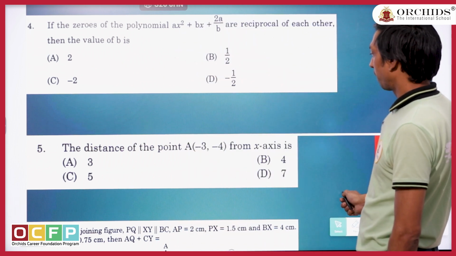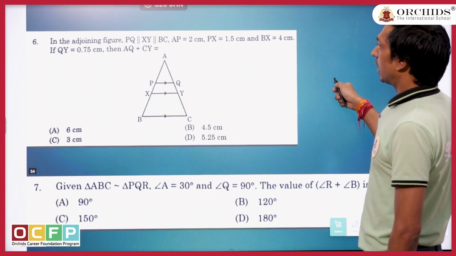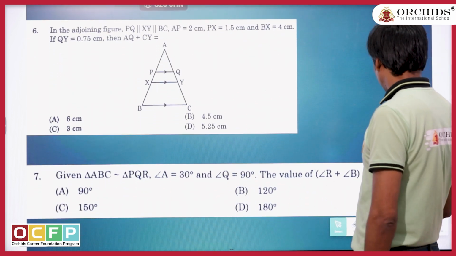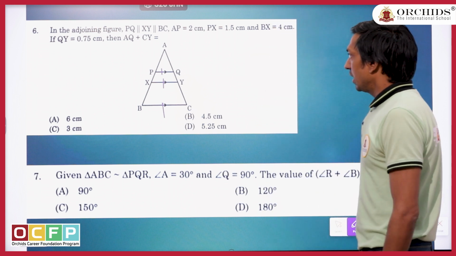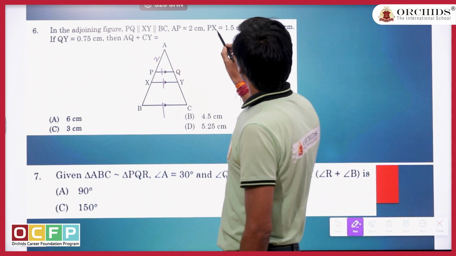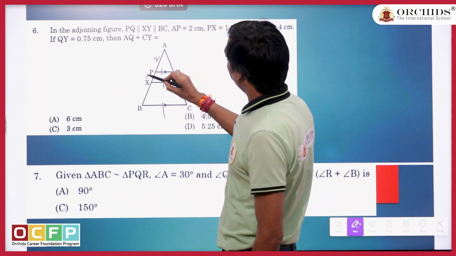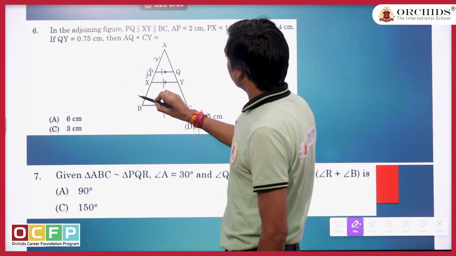Next we are having, in the given diagram, in the given figure, we are given that this side PQ is parallel to this. All three sides are given as parallel. The AP distance is given as 2 and the PX distance is given as 1.5 and this BX distance is given as 4.